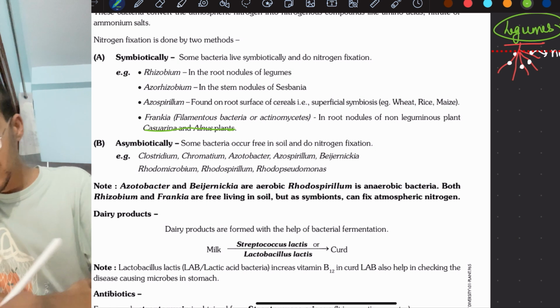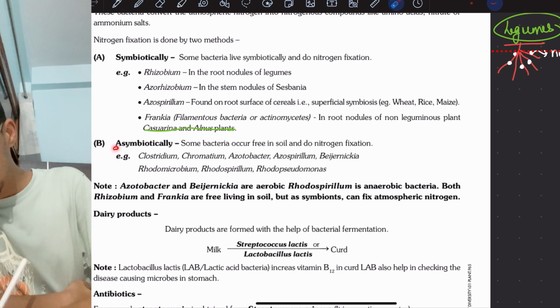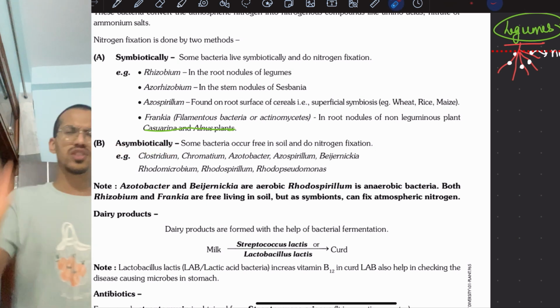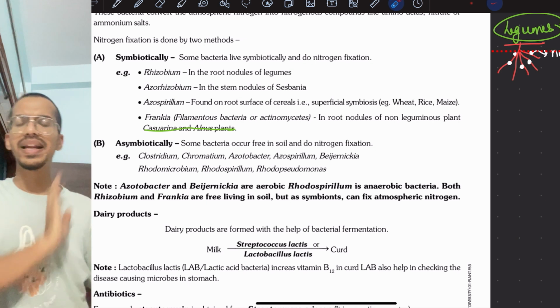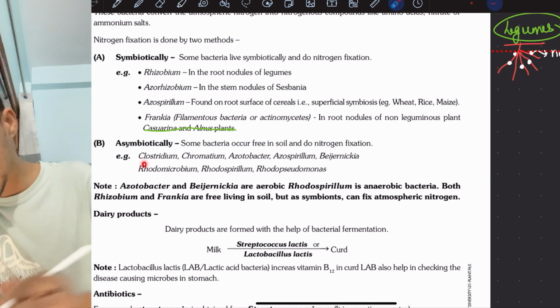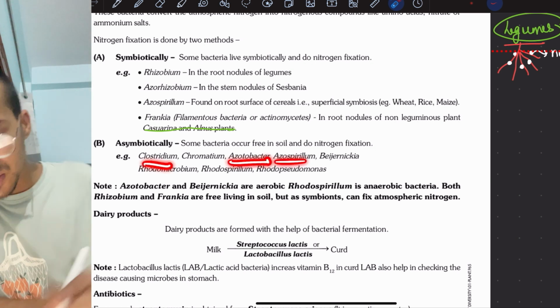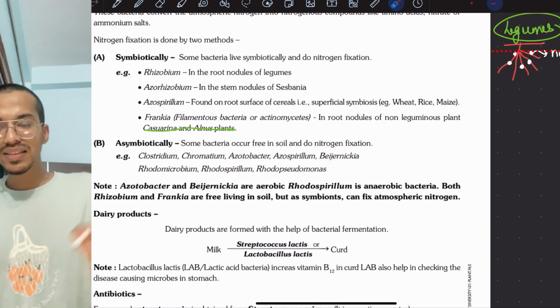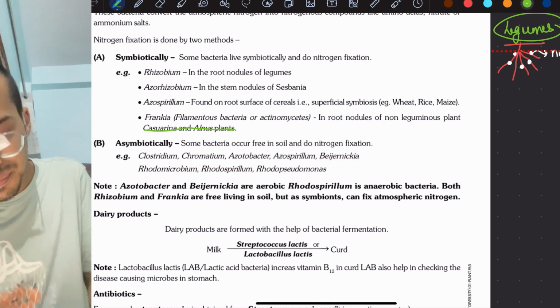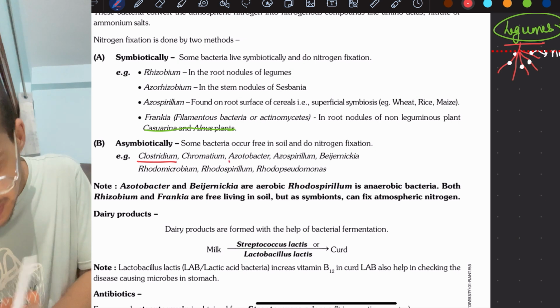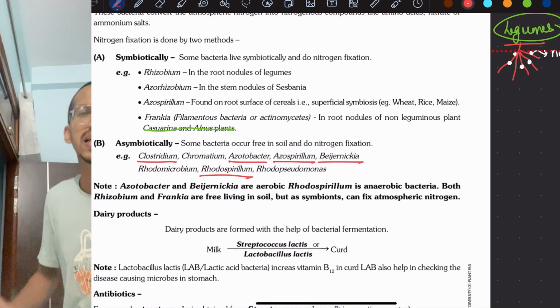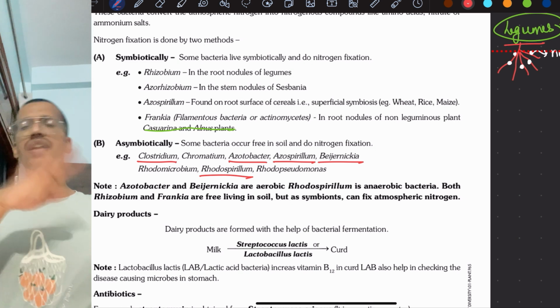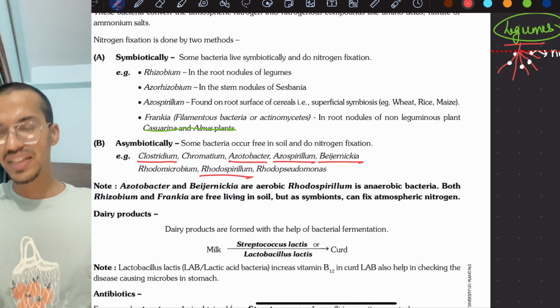Okay, so the next thing after this is what? Asymbiotic relationship means they are free living in the soil. They don't require an association with the plants. For example, Clostridium, Azotobacter, Azospirillum, Beijerinckia, Rhodospirillum. These examples you have to remember, because these are given in your NCERT here and there. So at least remember this.